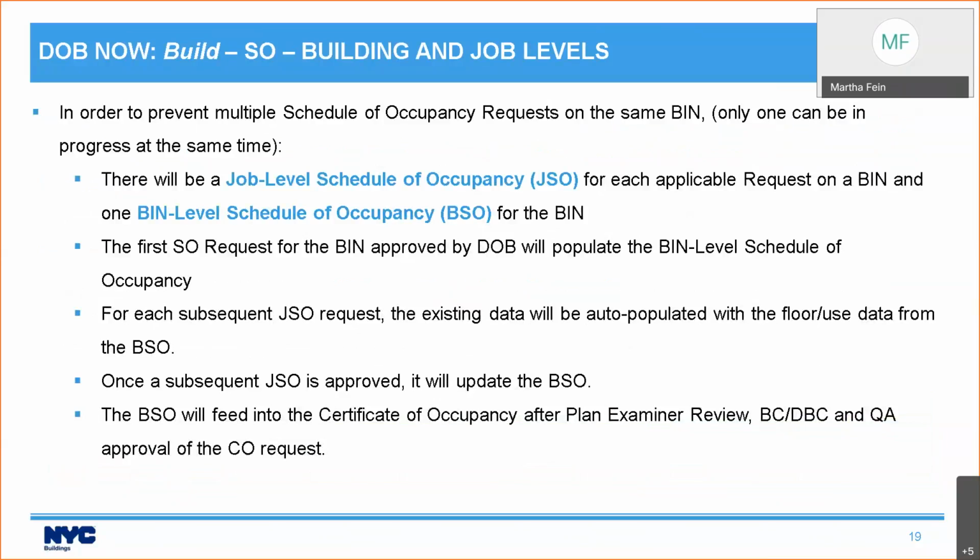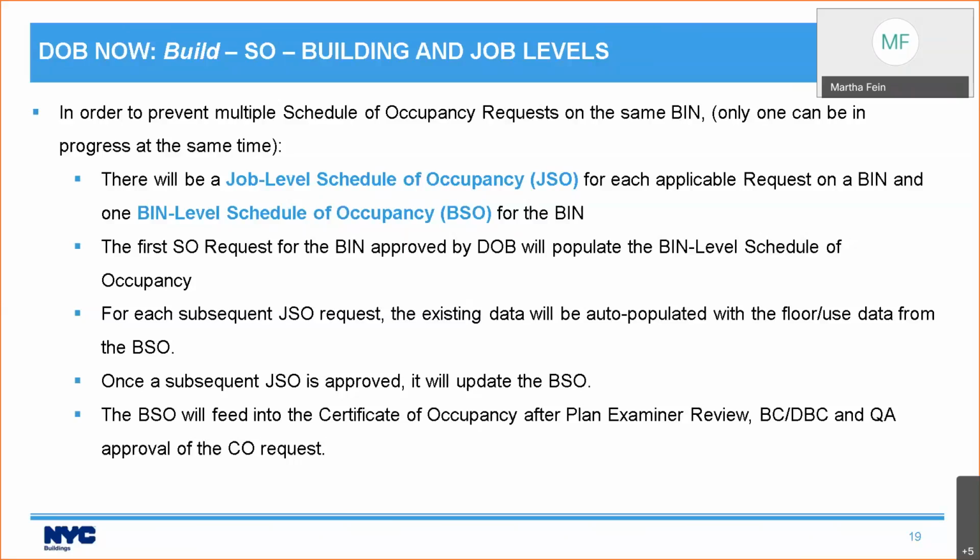So in order to prevent multiple schedule of occupancy requests on the same bin, only one can be in progress at the same time. There's a job level schedule of occupancy for each applicable request on a bin, and a single bin level schedule of occupancy, BSO, for the bin. First time someone puts in a schedule of occupancy request for the bin and it gets approved by DOB, that populates the bin level schedule of occupancy.